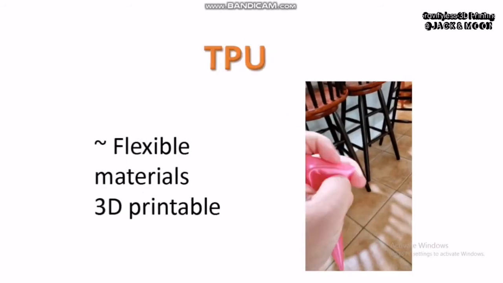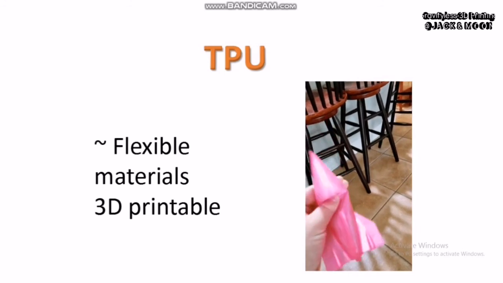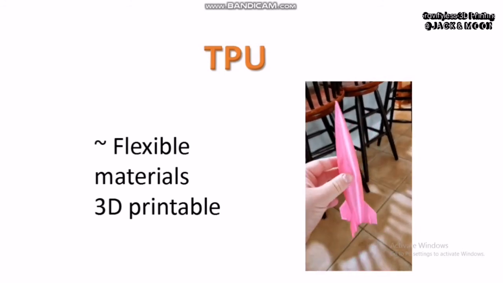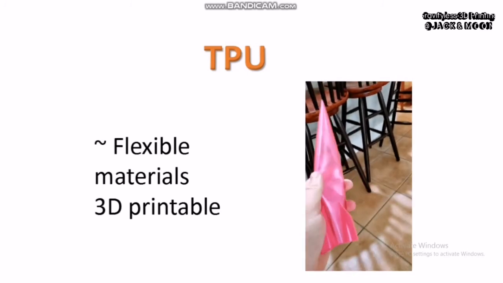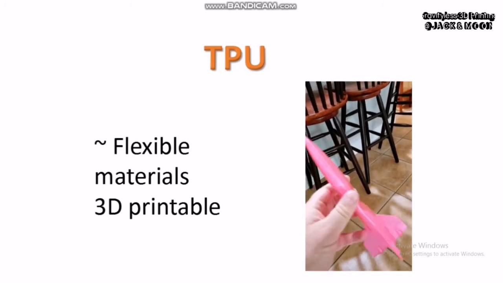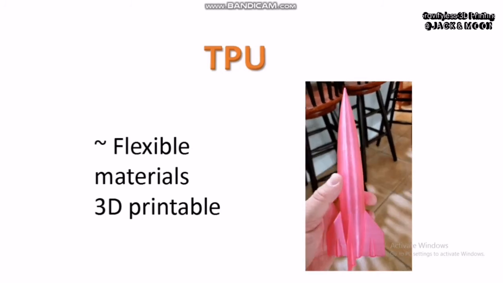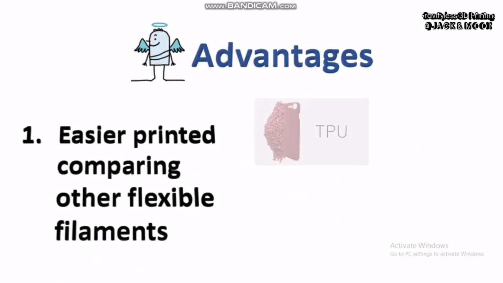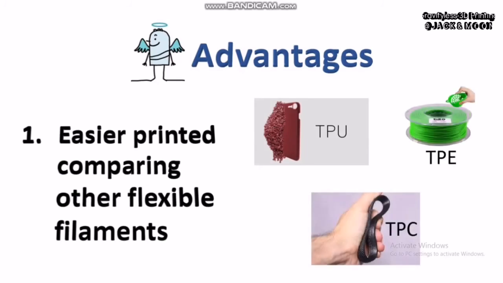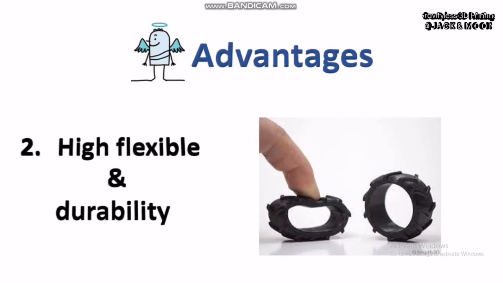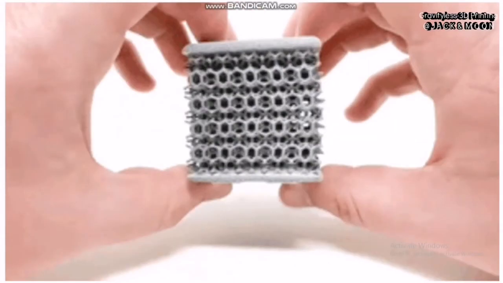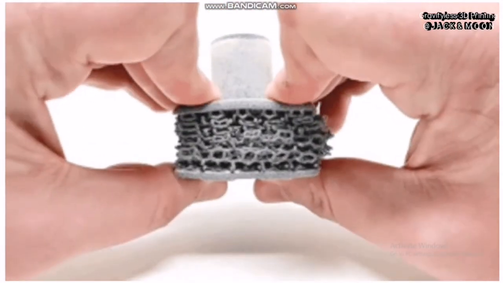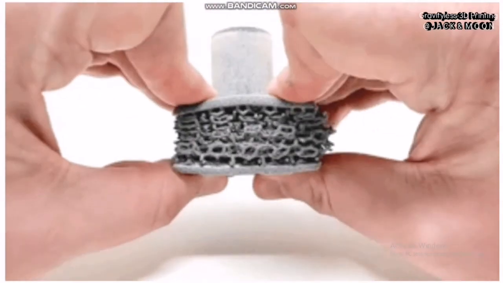The last material that we would like to talk about today is the TPU. TPU is a very common form of elastic polymer that is being used in 3D printing platform. Compared to other types of flexible 3D printing materials, TPU is slightly more rigid, making it easier to extrude and print with. Other benefits are such as high flexibility and durability. Thus, it can withstand much higher compression and tensile forces compared to PLA and ABS. You can bend and twist the printed part, which most other printing materials cannot.